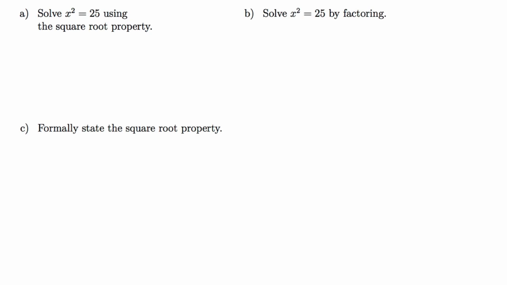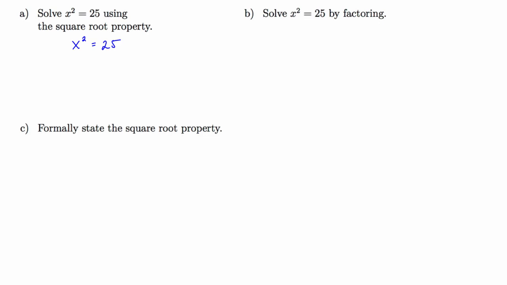In this example, we're going to introduce a new method for solving quadratic equations. Up to this point, the only method we have talked about so far has been factoring. In part A, we're going to solve the equation x squared equals 25 using what we call the square root property. To use the square root property, we simply need to think about what is the question we are actually being asked. We're being asked to solve x squared equals 25.